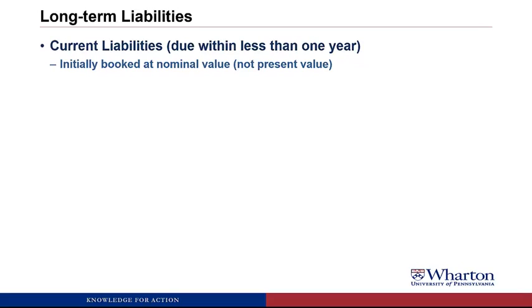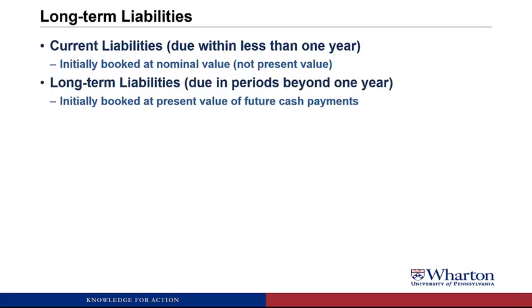Those liabilities are booked at their nominal value. In other words, how much money you owe. We don't try to figure out the present value. So for accounts payable, we don't try to figure out the present value of paying something off 2 months later. But when we talk about long-term liabilities, so liabilities due beyond 1 year, now we're going to book those liabilities at the present value of future cash payments.